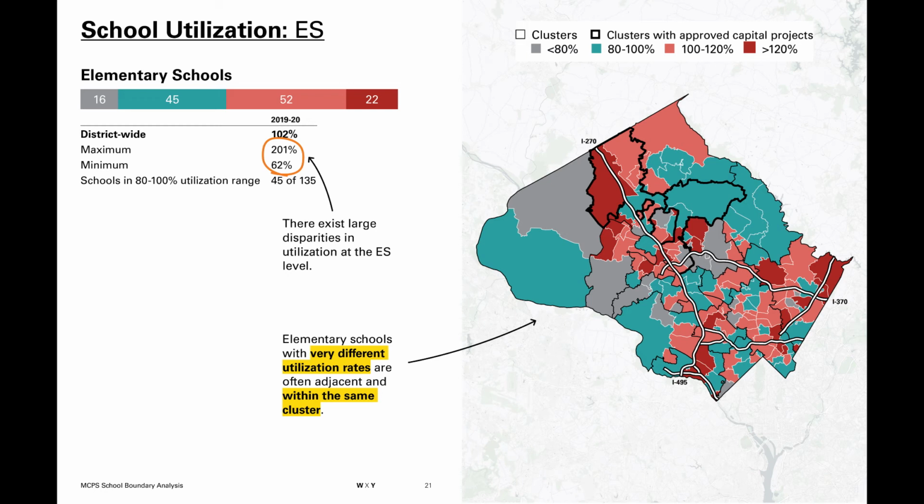In gray, we see underutilized schools with many more seats and resources than there are students. And in red, we see overutilized schools with many more students than there are seats and resources. These schools, in many cases, are located next to each other.